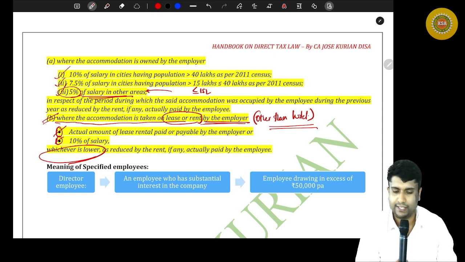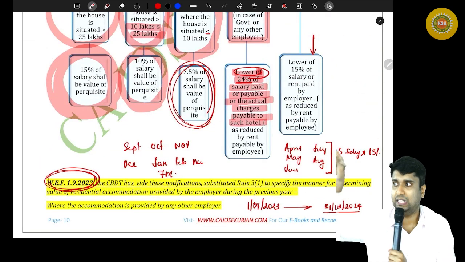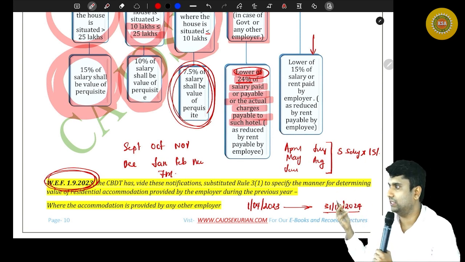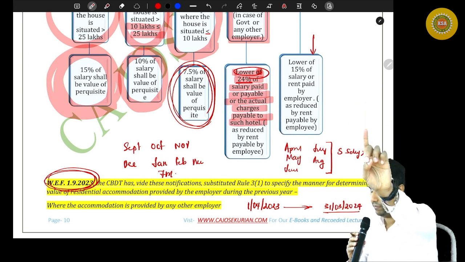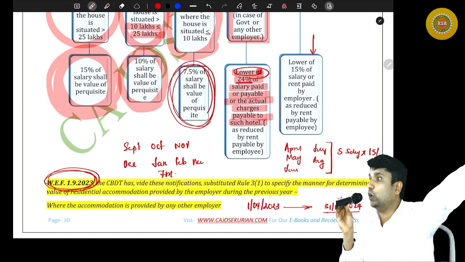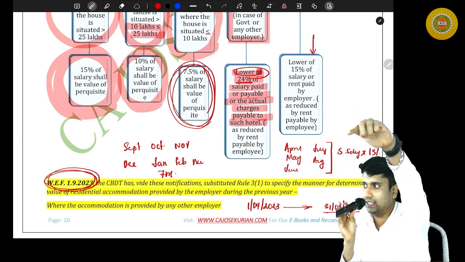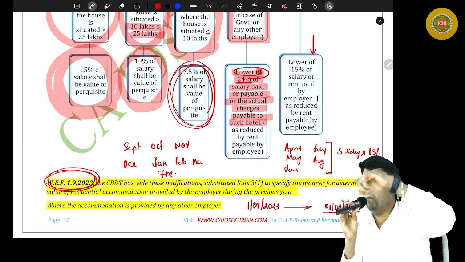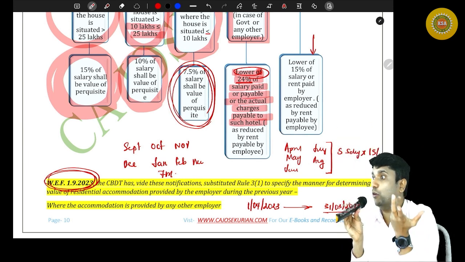What is the difference then? Instead of 15%, the limit was reduced to 10%. That's it. There is no other difference. But when you compute it in exam, from April to August it is 15%. From September to March, it is 10%. Depends upon how the question is.